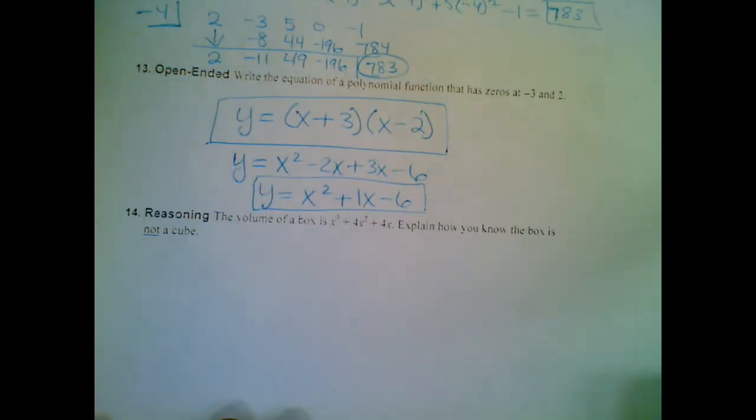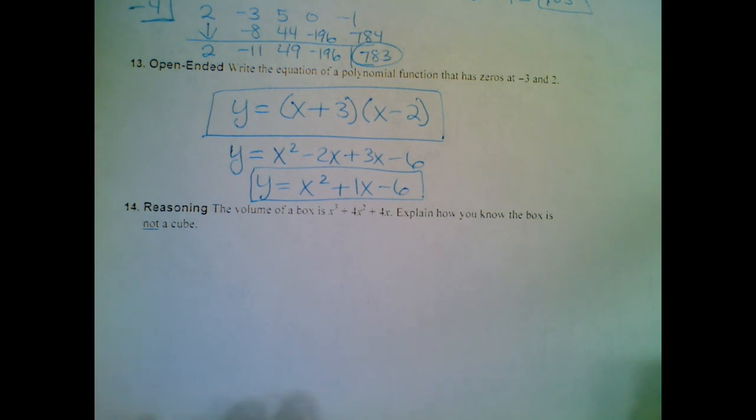Last problem, we need to go ahead and factor this. It says the volume of a box is x to the third power plus 4x squared plus 4x. Explain how you know the box is not a cube. So if it's a cube, the length, the width, and the height are all the same. So if we factor this, all three of the dimensions are the same, we know it's a cube. If we factor it and all three dimensions are not the same, then we know it's not a cube.